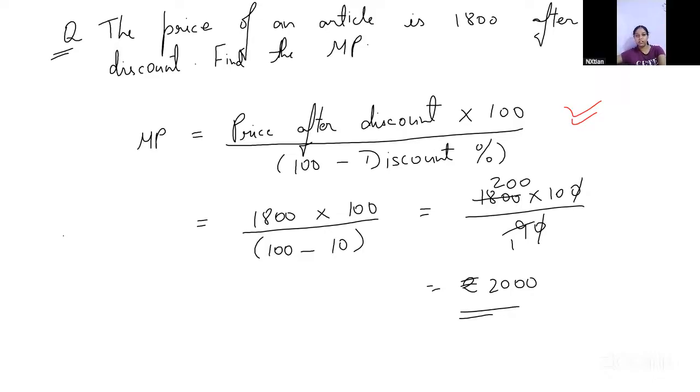Okay, next question. Write this down, Joshua. Next question we'll see. It's a little bit tricky, but easy. So the next question is that the price of an article. I'm clearing the screen. The price of an article.